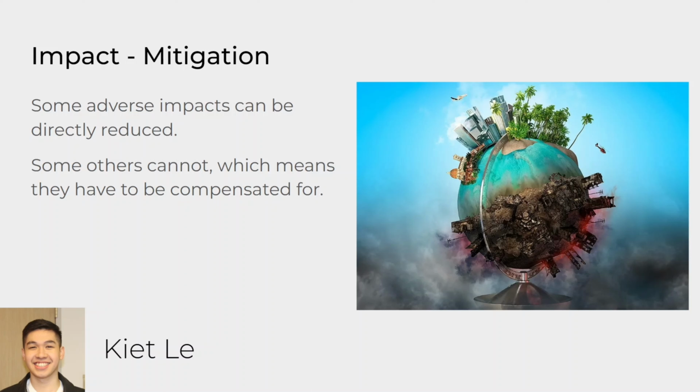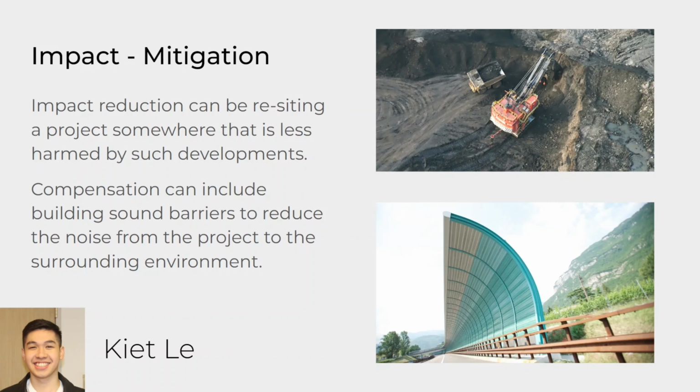Some adverse impacts can be directly reduced, some of those cannot. And those that cannot have to be compensated for. And we'll see examples on the difference between impacts that can be reduced and impacts that need to be compensated for. If we can reduce an impact, then that's what we do.